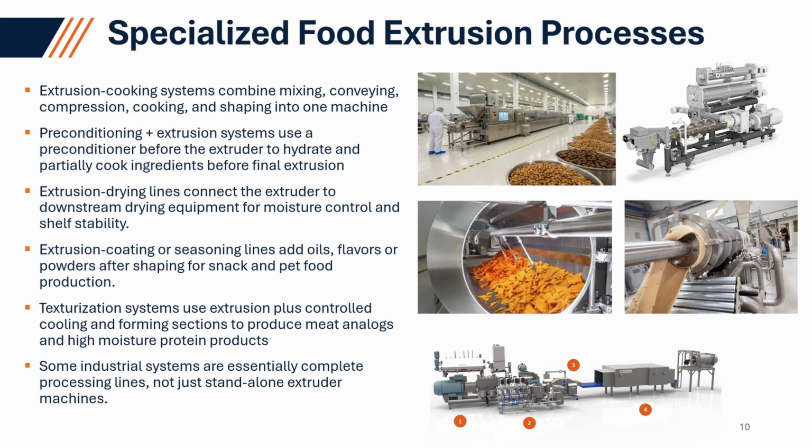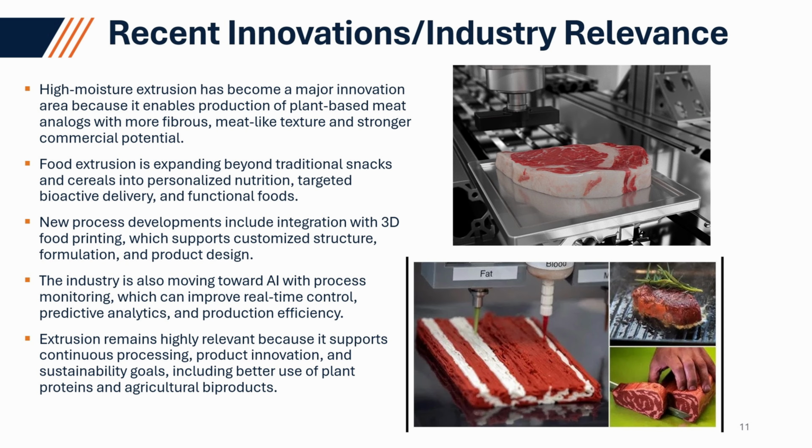Building off of the last slide, we're going to talk about specialized food extrusion processes. In many cases, extrusion is not just a single machine, but part of a larger integrated production line. Some systems combine mixing, conveying, compression, cooking, and shaping all in one machine. Others use preconditioning before extrusion, drying after extrusion, or coating and seasoning steps downstream. There are specialized texturization systems used for meat analogs and high moisture protein products. So at an industrial scale, extrusion is often designed as a complete industrial process built around the needs of a specific product.